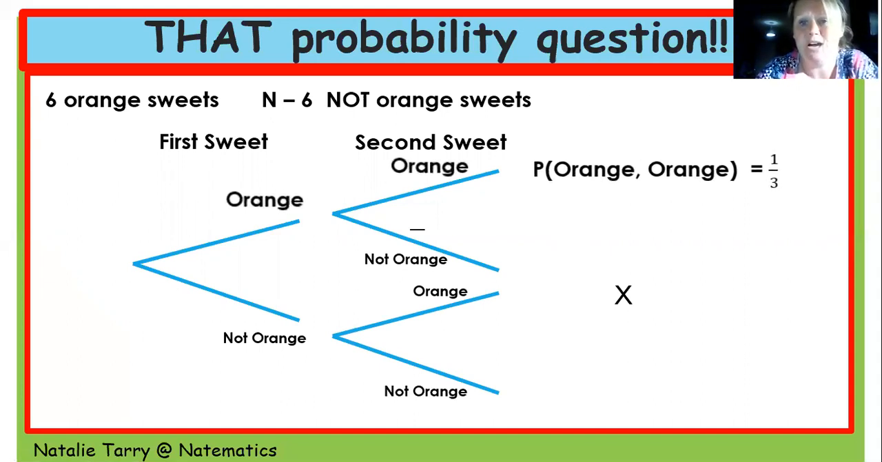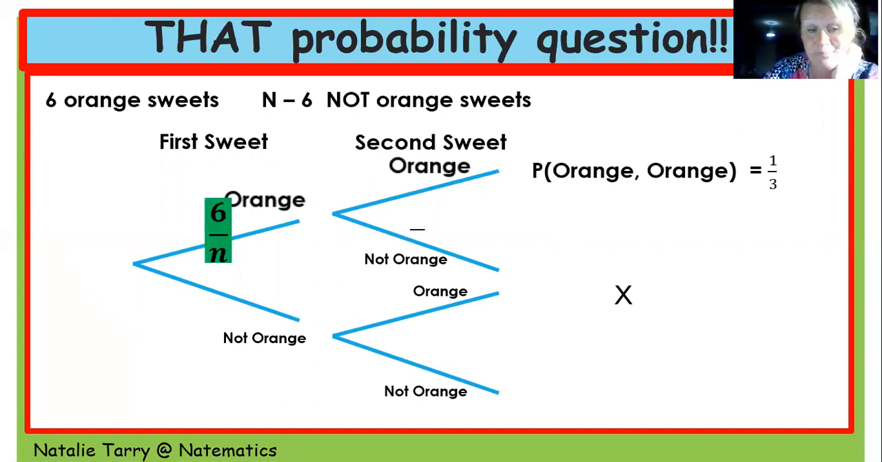Now, what we do know is the probability, if we go that way, so we have an orange and an orange, is 1/3. So think about, well, how do we work out that? Now, I know that if we work out the probability of that, multiplied by the probability of that, the answer is going to be 1/3. So let's think about what the probabilities are.